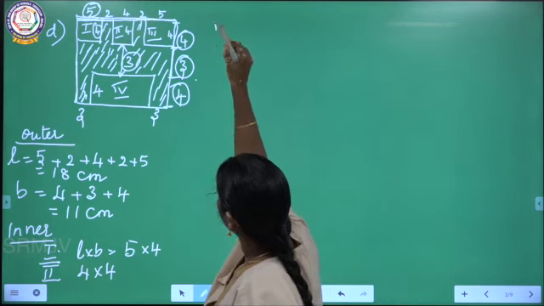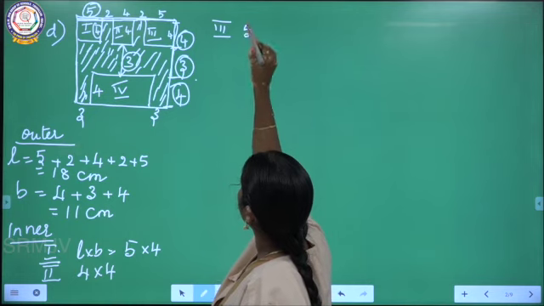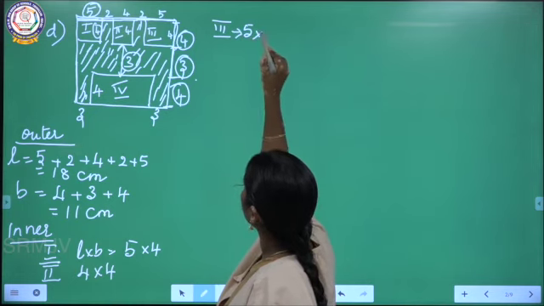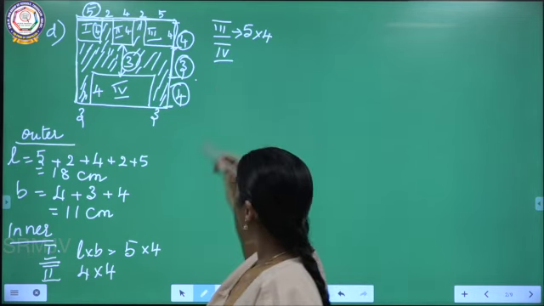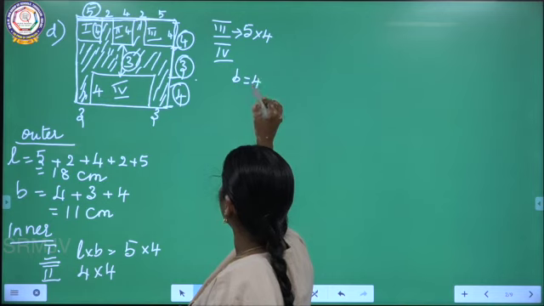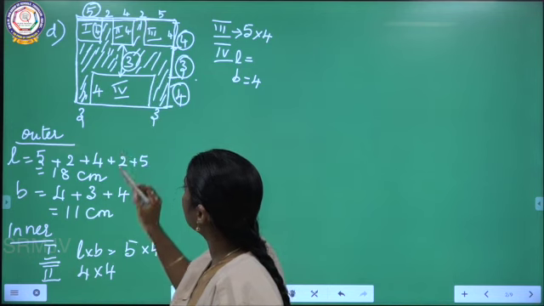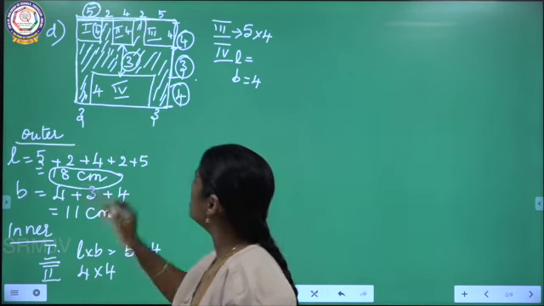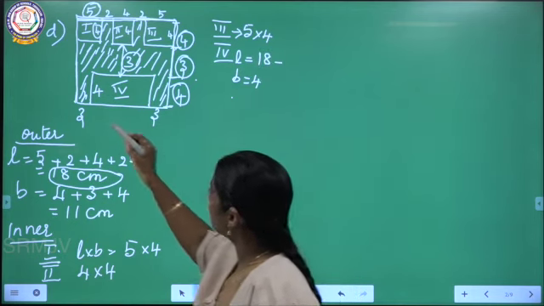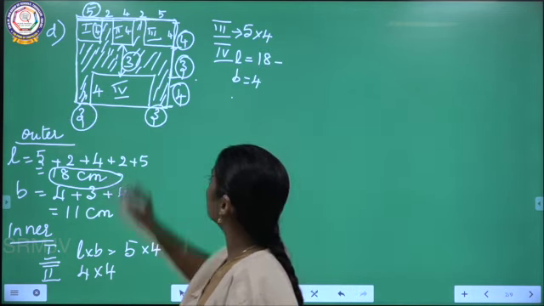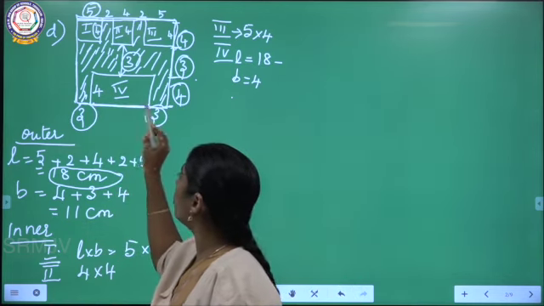Next I will move on for the 3. What is the 3? 5 into 4. And what is for your 4? See, the breadth is what? 4. Length you are going to find out. See, what is the total length I have find out here? Which is what? 18 minus, I am going to subtract this 3 and 3. Then only I can find out the measurement for this part alone.